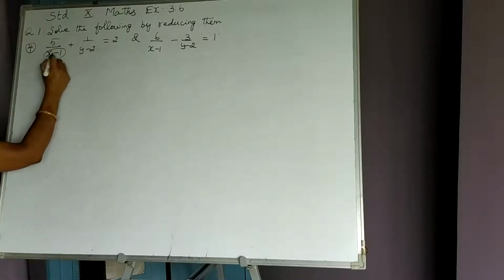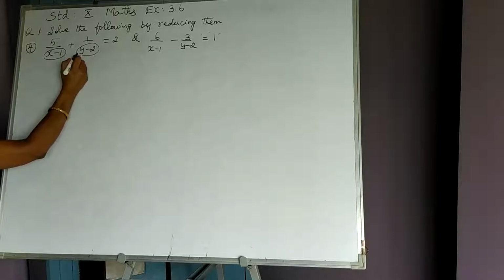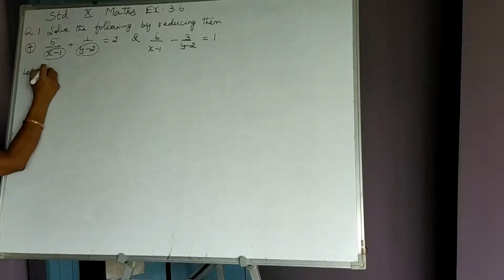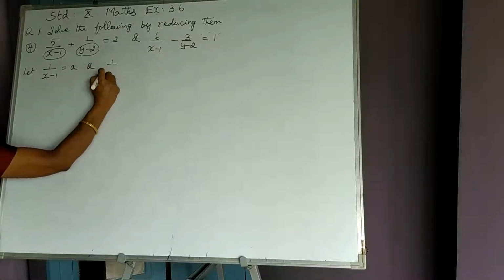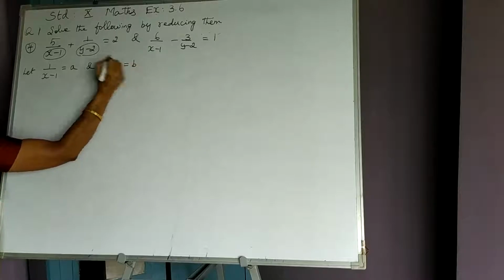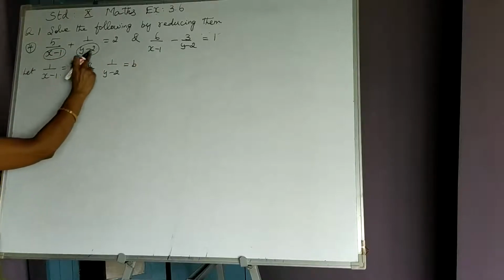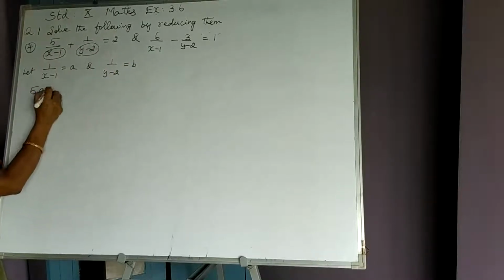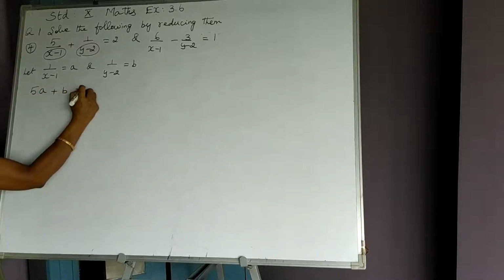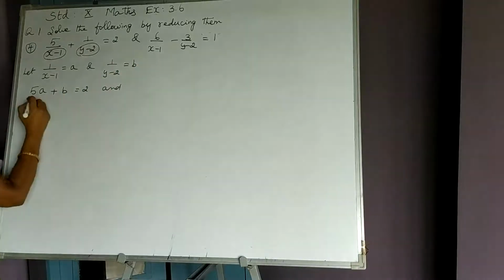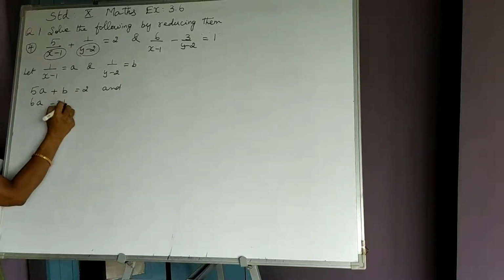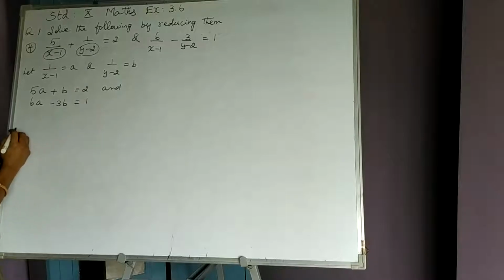Whereas this is the denominator. It is minus 1 with the variable x, minus 2 with the variable y. Therefore, the substitution is 1 upon x minus 1 is equal to a and 1 upon y minus 2 is equal to b. Therefore, this equation reduces to 5a plus b is equal to 2, and this equation reduces to 6a minus 3b is equal to 1.